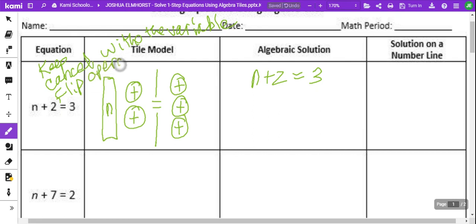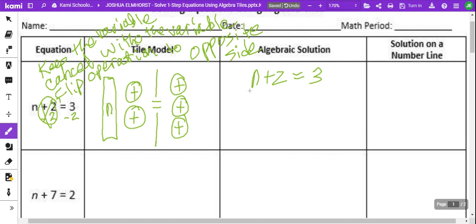Flip the operation to the opposite side from the variable. Okay, so we're going to keep the variable, cancel the operation with the variable, and then flip the operation to the opposite side. So we're going to cancel by bringing in two negatives, and then flip and do the opposite on the other side. Positive 2, negative 2.